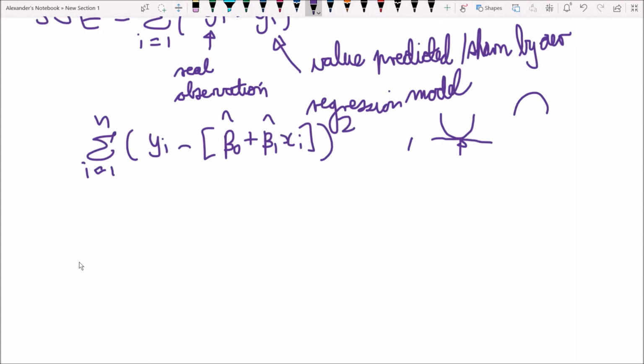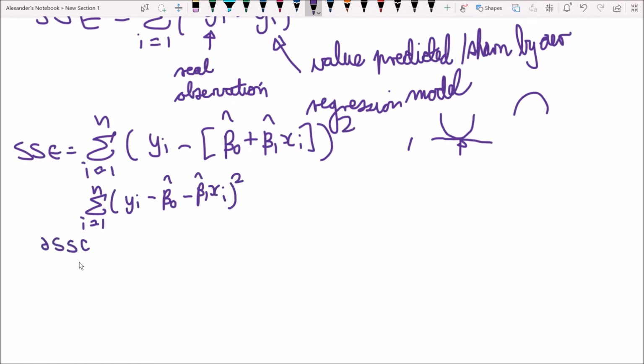Okay, so we say SSE is equal to this. Then let's simplify it. It's the summation from i = 1 to n of (yi − beta 0 hat − beta 1 hat xi) squared. So let's take the partial derivative of SSE with respect to beta 0 hat to start off with.